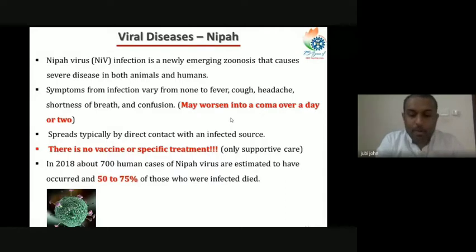The main problem with this Nipah virus infection is that it will start with a fever, cough, headache, and it will worsen into encephalitis or coma over a day or 2. That is, even if you suspect it's a Nipah virus infection and you take the blood for testing, by the time you get the result, you will already be in a coma. That much faster this infection progresses. And again, I have to say that there are no vaccines or specific treatment for this viral infection.